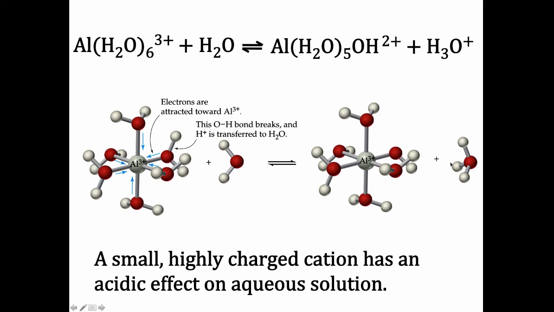Since it's lost an H plus, the charge goes down by 1, and then it produces H3O plus, thereby making an acidic solution. And this is going to be, in general, what happens if we have a small, highly charged cation, positive ion. It's going to have an acidic effect on aqueous solution by weakening the OH bond in a water molecule, allowing transfer of a hydrogen ion.